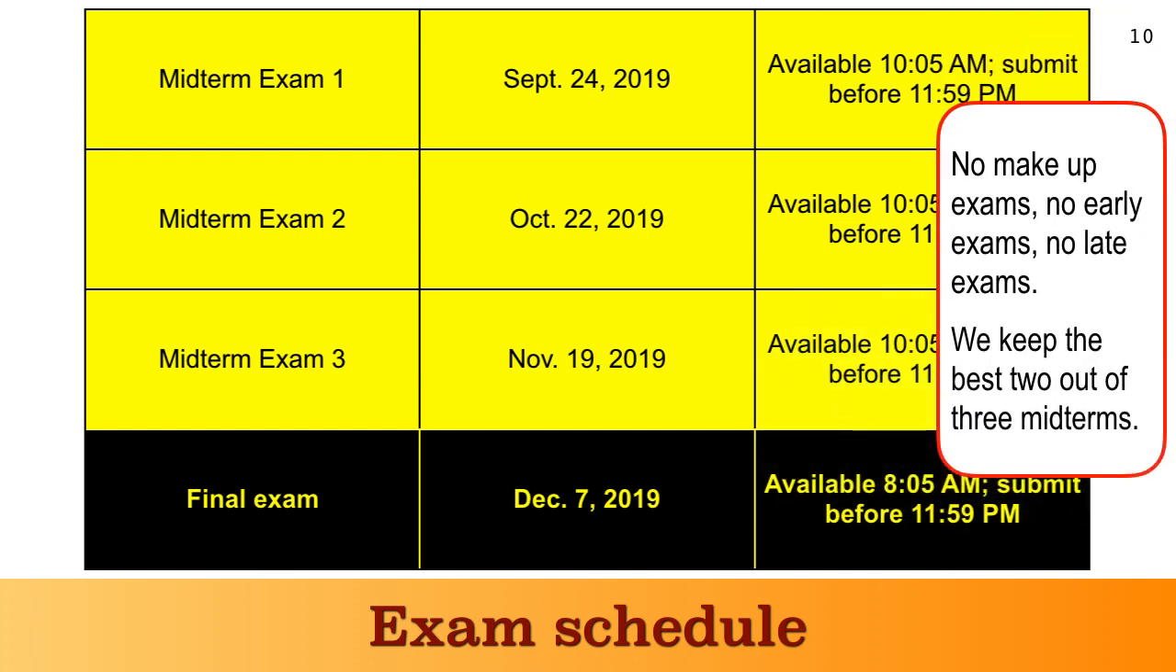There are no makeup exams. Okay, no early exams, no late exams. It's just these ones. That's why I say, this is the schedule, and we're going to hold to it. Okay. And the idea of keeping the best 2 out of 3 midterms is how we handle schedule difficulties.